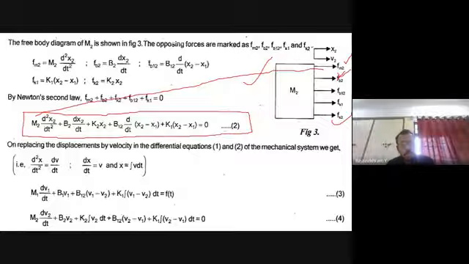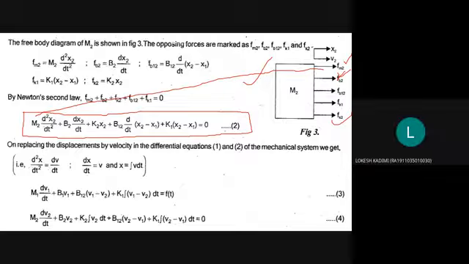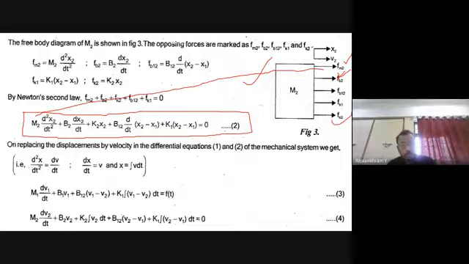Have a note on equations 3 and 4. Yes, sir. I have written equations 3 and 4. So I move on to the next step. Yes, sir. Okay.